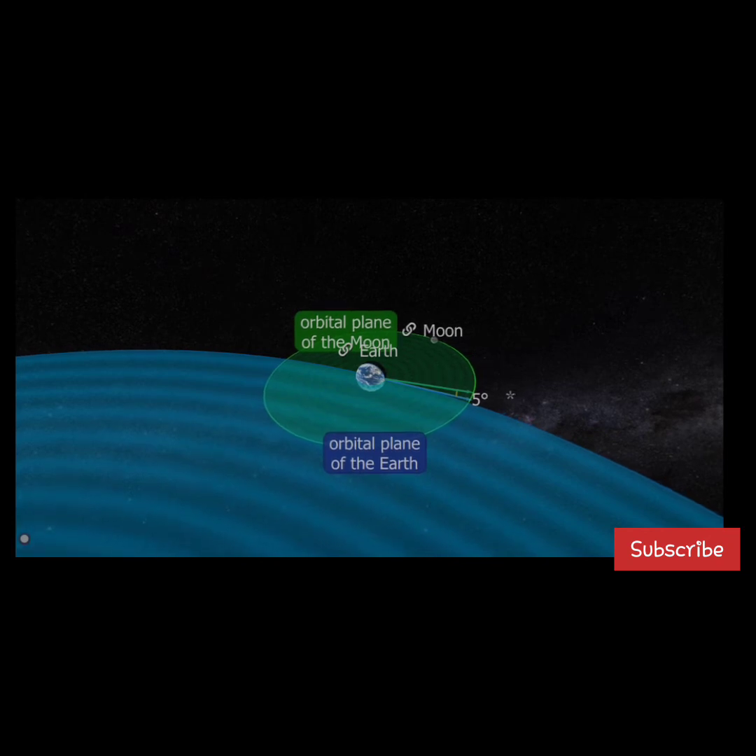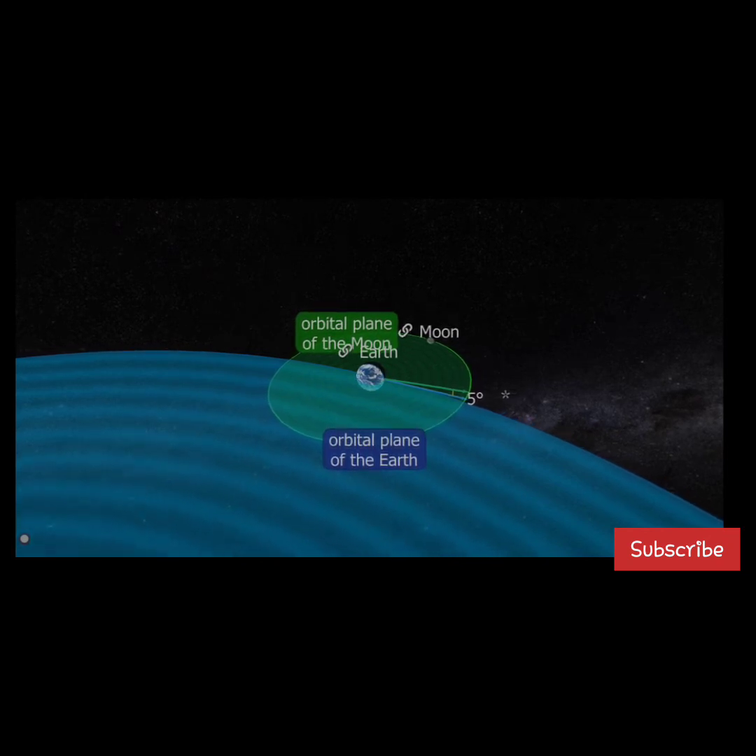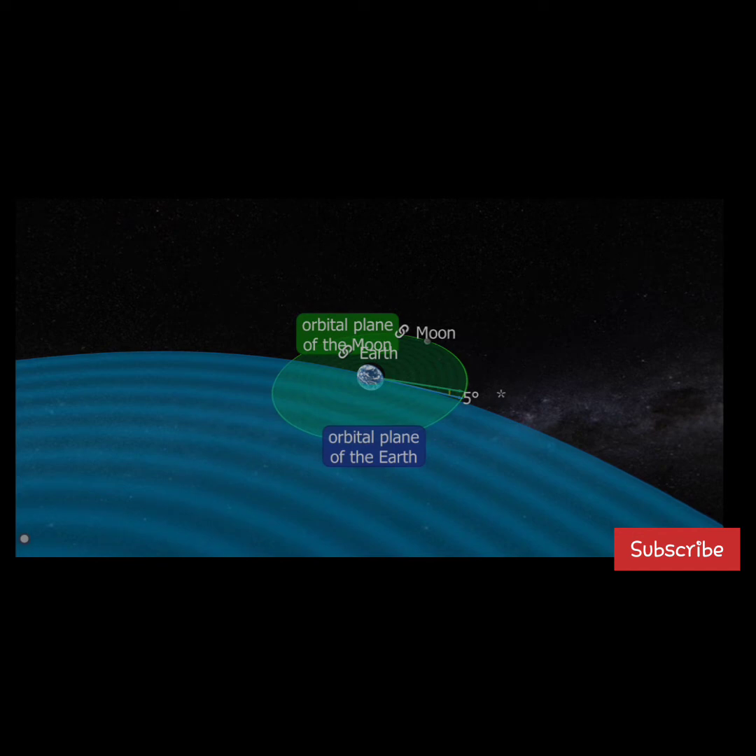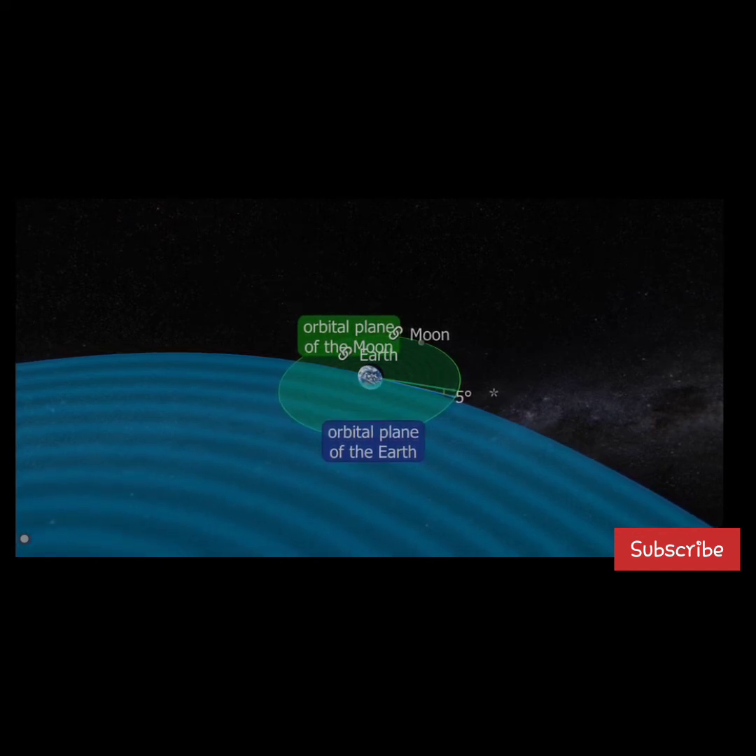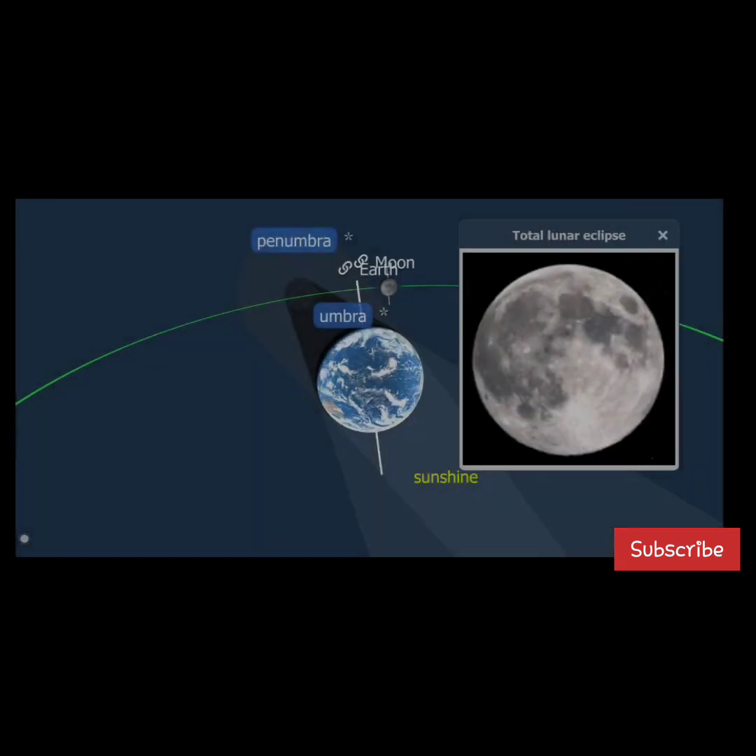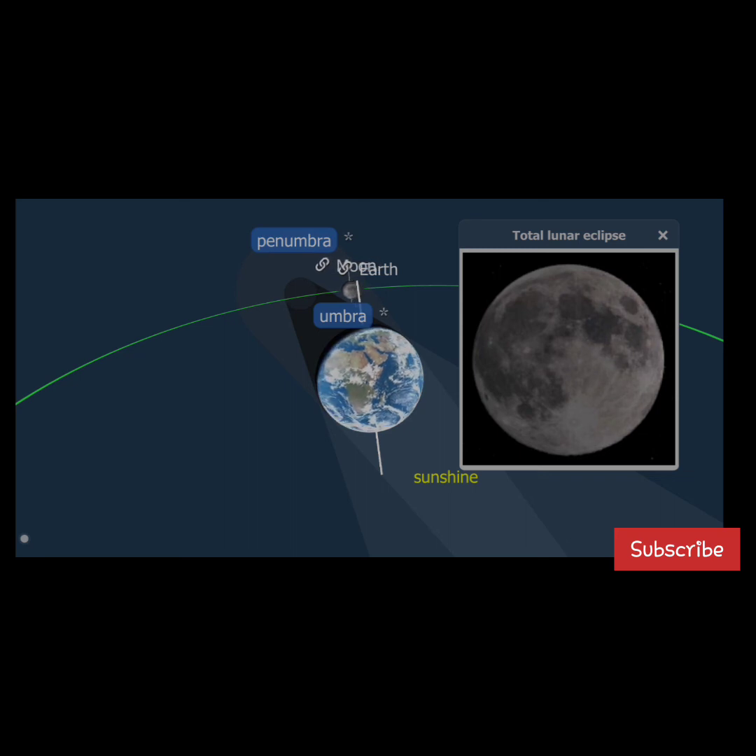The second condition is that the moon must be located on or near the Earth's orbital plane. Because the moon's orbital plane is tilted by 5 degrees with respect to the Earth's orbital plane, i.e., to the ecliptic, full moon phases usually occur when the moon is above or below the Earth's shadow. This explains why lunar eclipses do not occur every full moon, but only 2 to 3 times a year.